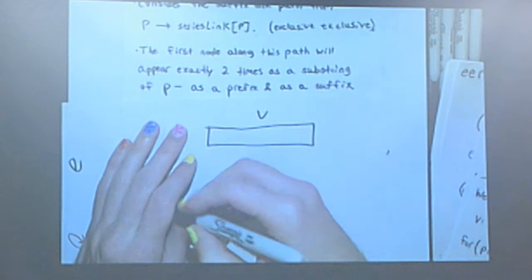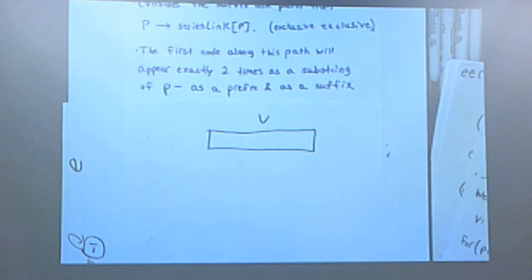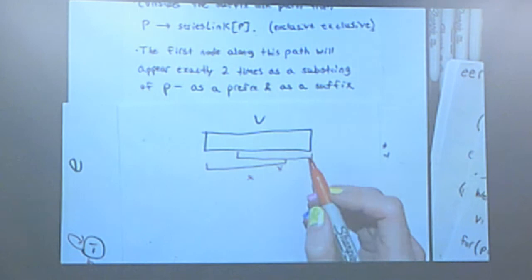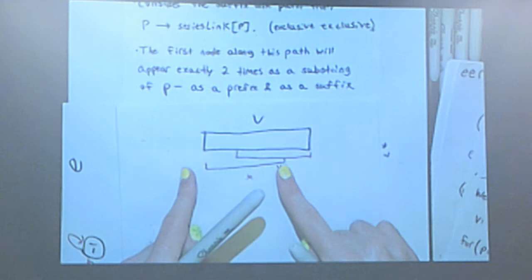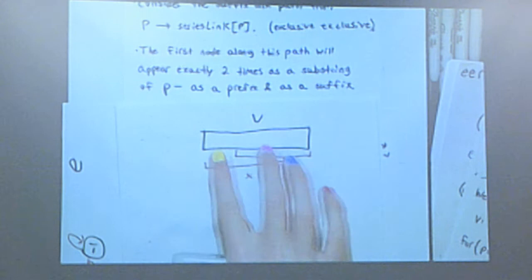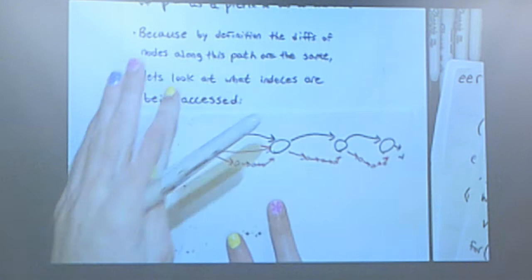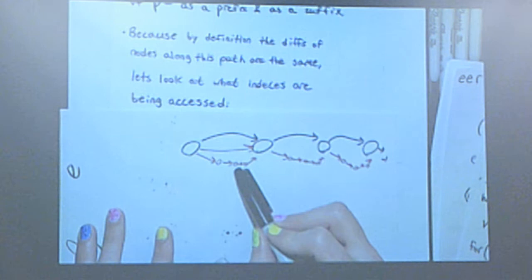If you have some palindrome V, then the first node along this path is going to appear exactly two times. It's a suffix and it's a prefix. So obviously, because of properties of palindromes, if your palindrome appears as a suffix, it's going to also appear as a prefix. Now the hard part of the proof, which I won't go over, is that you can show that it won't appear in between. So, because by definition of what the series links are, the nodes along these paths all have the same difference in length between them and their suffix links.